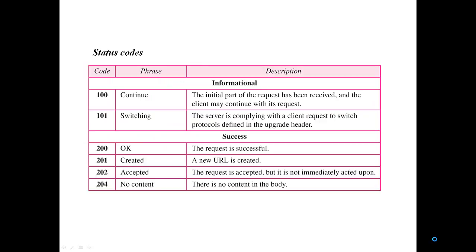Status codes, 100 and 101. 100 is continue. That means the initial part of the request has been received and the client may continue with its request. 101 switching means the server is compliant with a client's request to switch protocols defined in the upgrade header. The more common codes and phrases are 200 for OK, the request is successful, 201 created, 202 accepted, 204 no content.